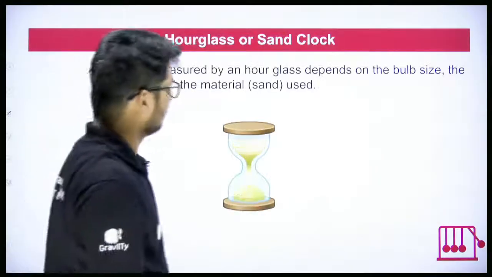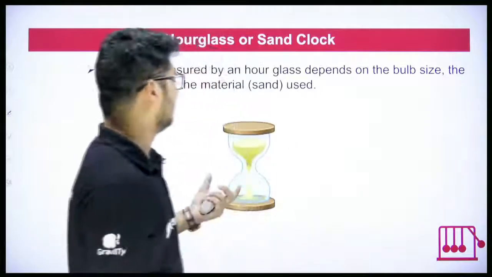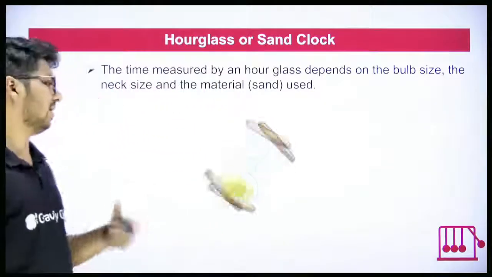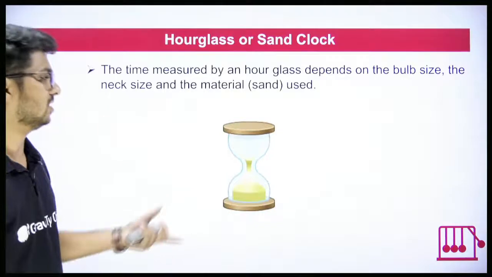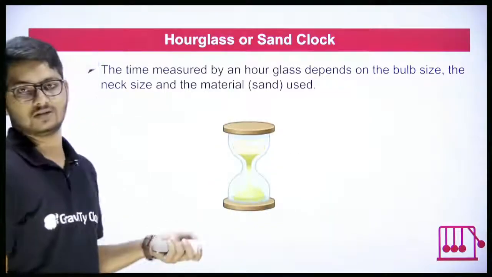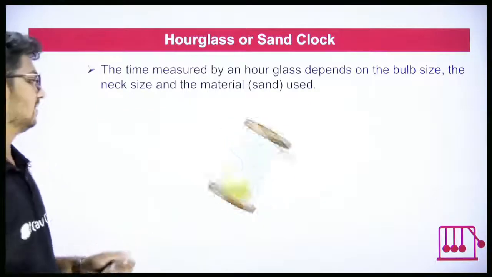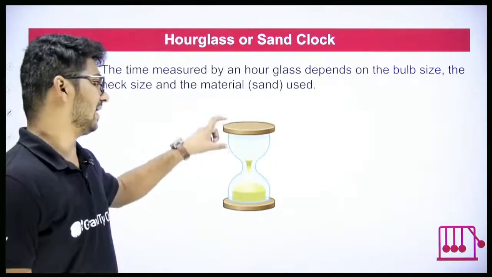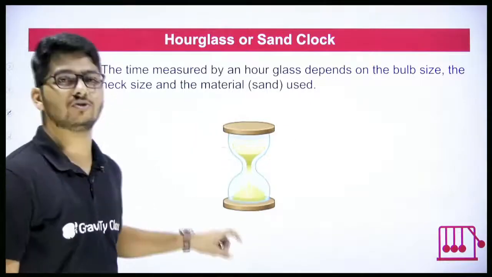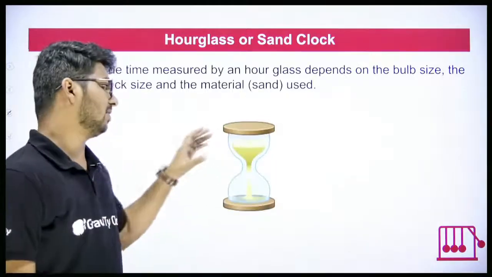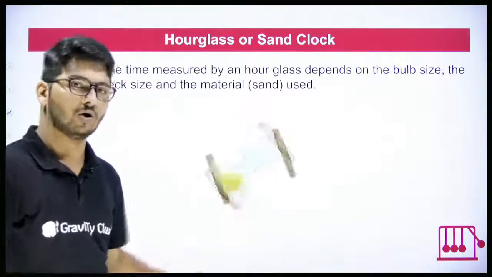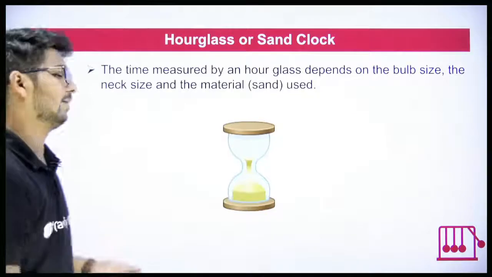Okay? Then again, you might have seen this in many movies. You don't normally have this, but you might have seen this in movies. Right? An hourglass or a sand clock. It is very simple. There will be a specific time that the sand takes to fall down. So however much time it takes to fall down, we can record it. So you can measure time.